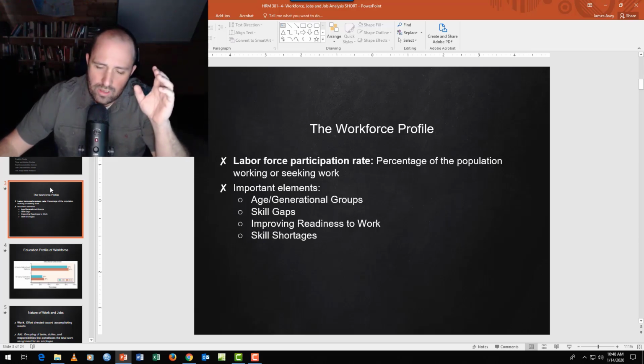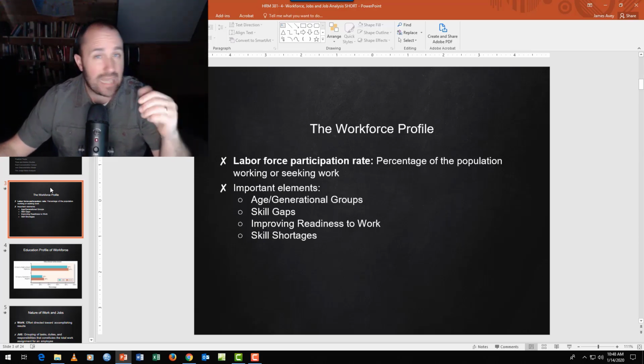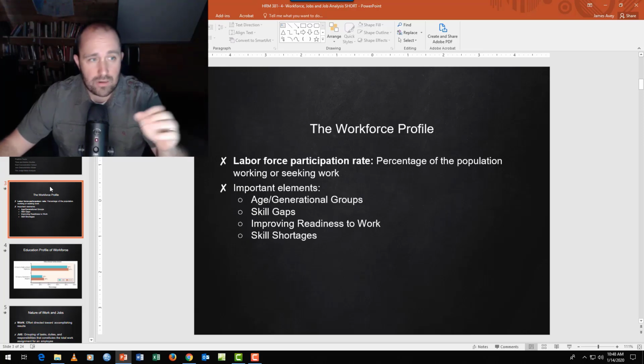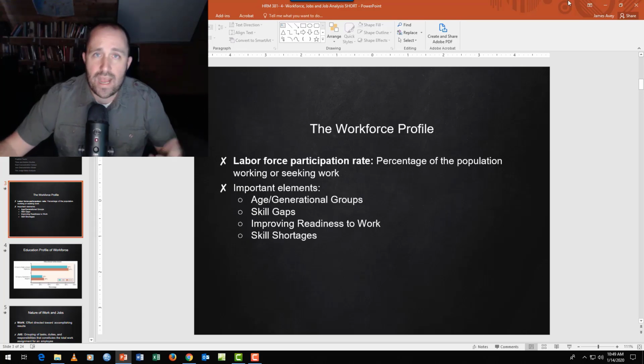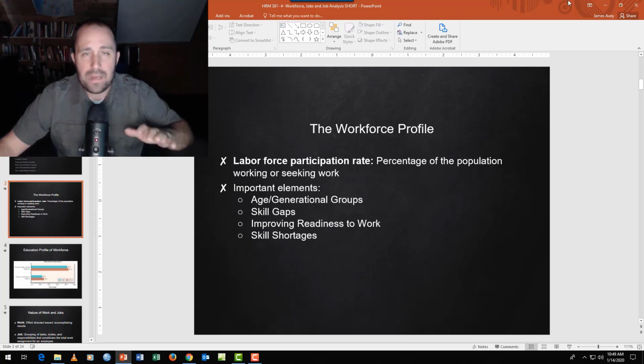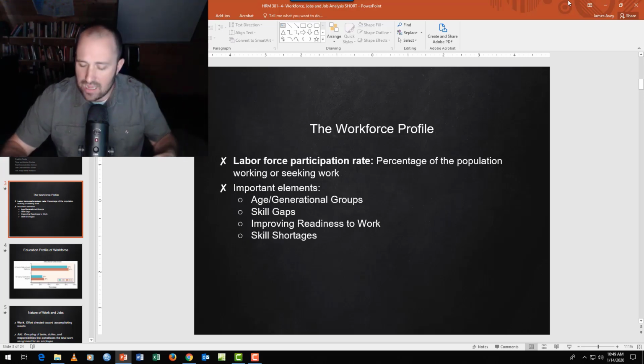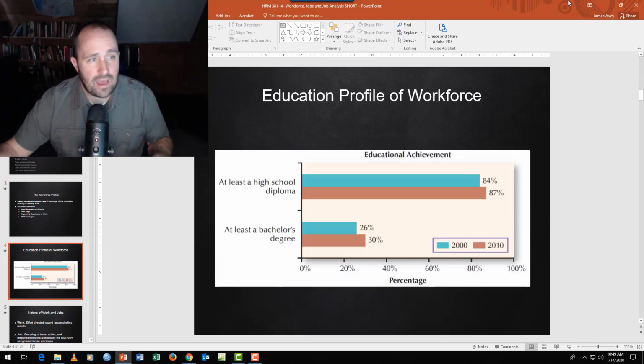Workforce profile. So the labor participation rate, this is something that we look at nationally in the United States, and that is what percentage of the population is engaged in work or ready for work or would like to go to work. There are other numbers, like unemployment, stuff like that. But really from an HR perspective, we're asking the question, how many people would like to have a job or are working, and what do they look like in education and age and gender and stuff like that.